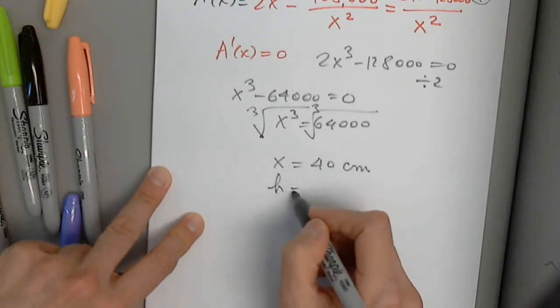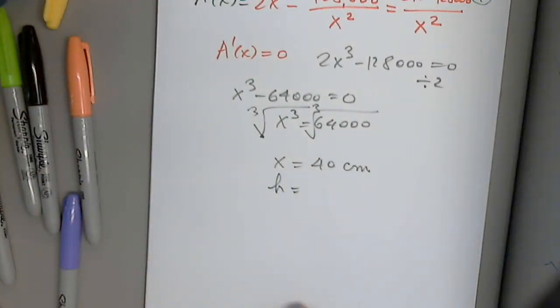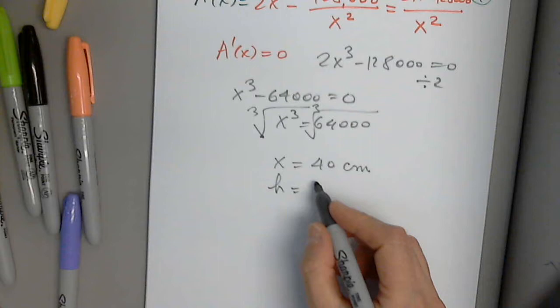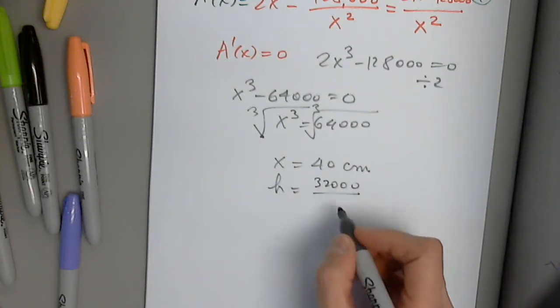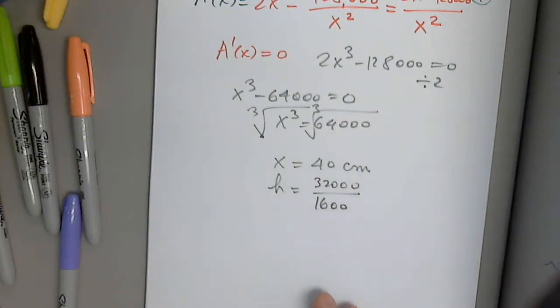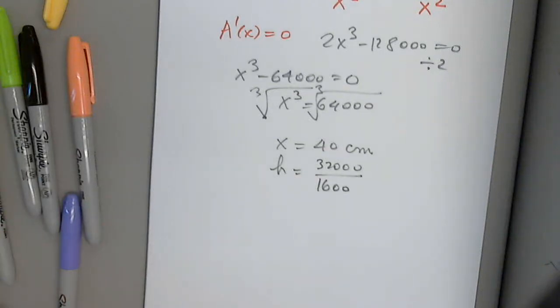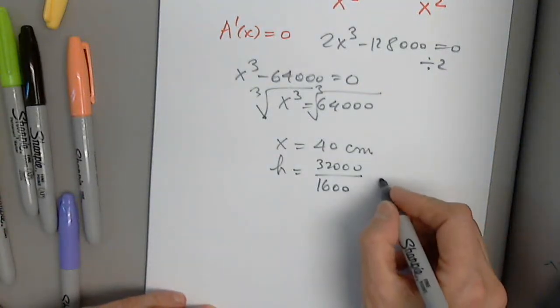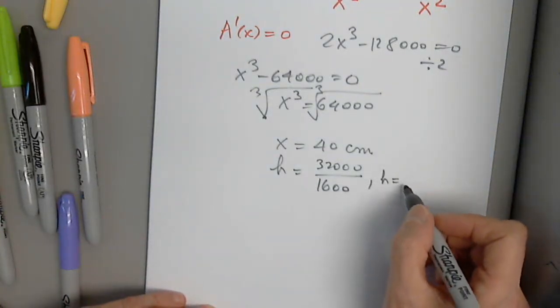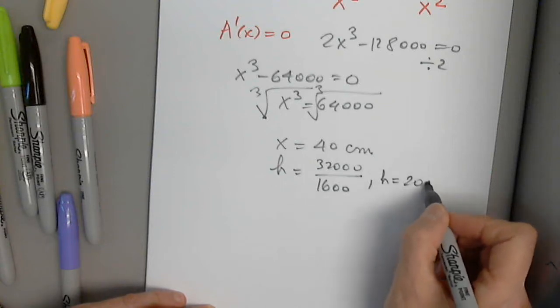We're also asked to find the height. I have not shown yet that x equals 40 creates a minimum surface area. I have not proved that yet. But I want to find the height because I'm asked to find both. So let's find the height, which was 32,000 over 1,600. So it turns out that the height is 20.